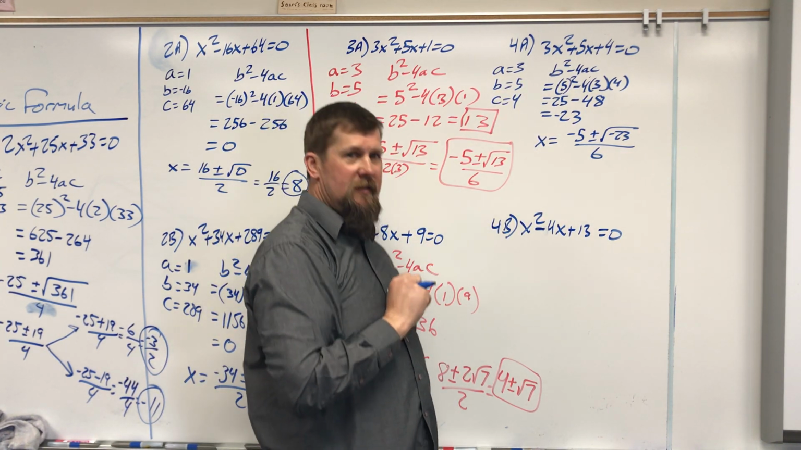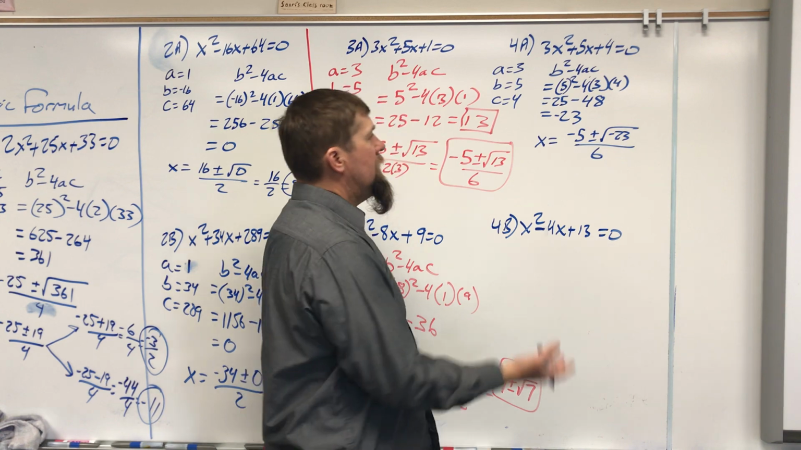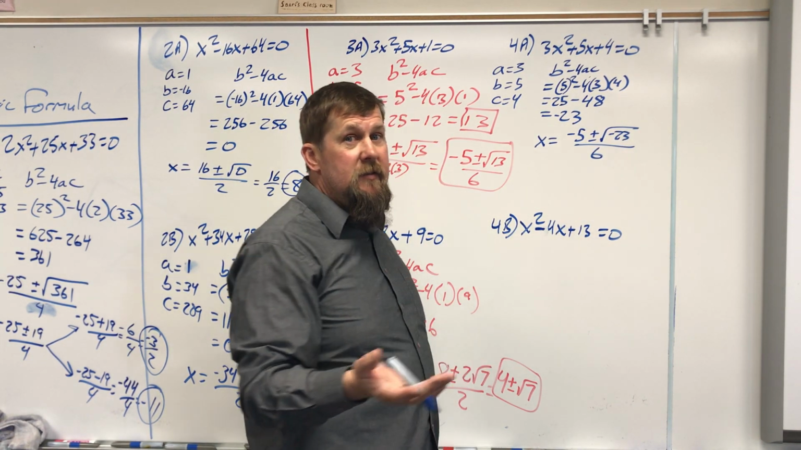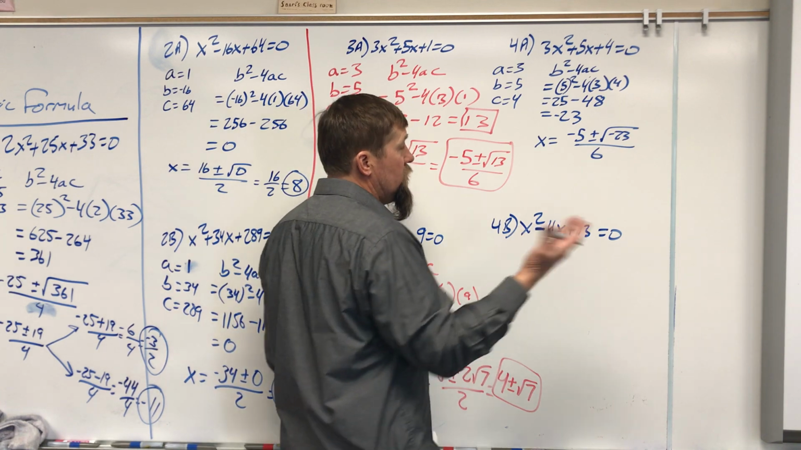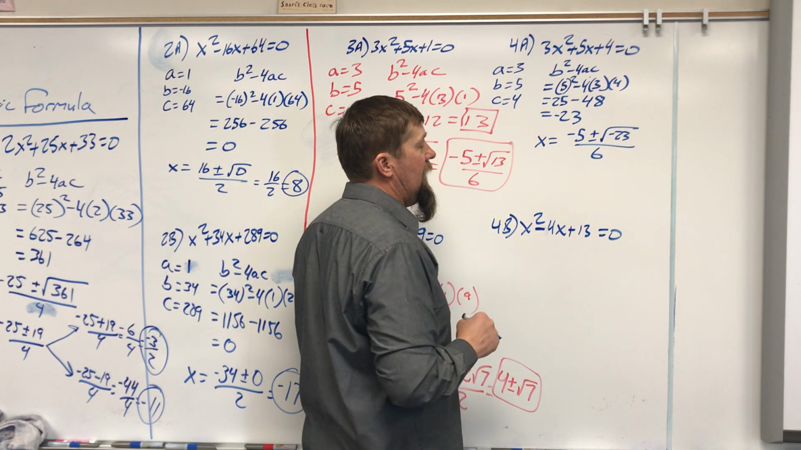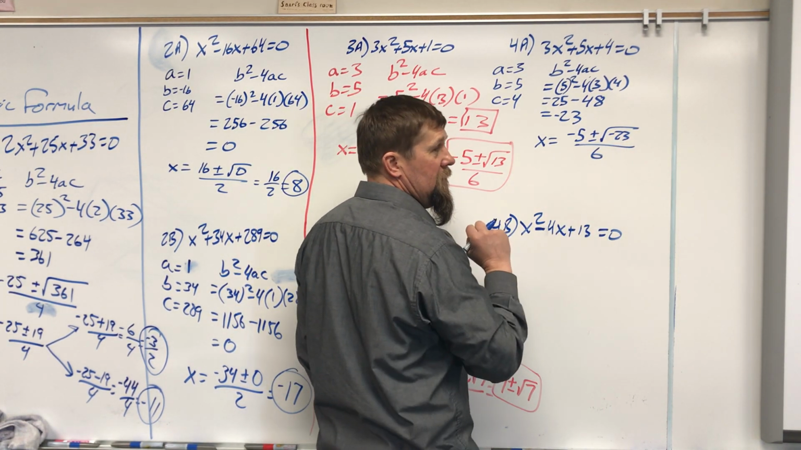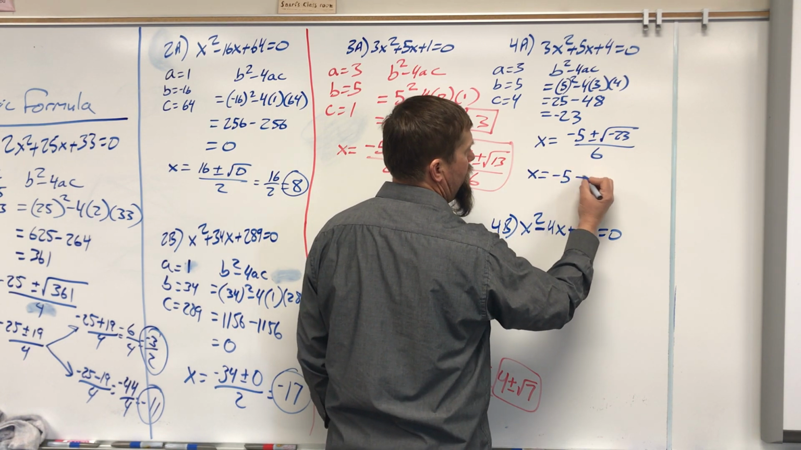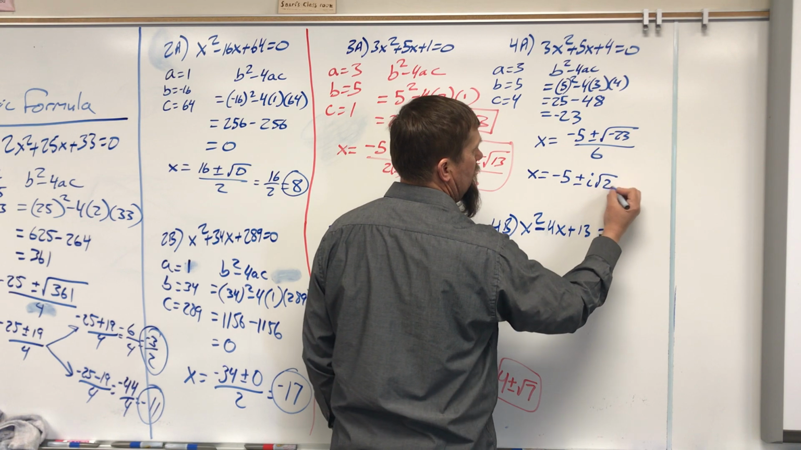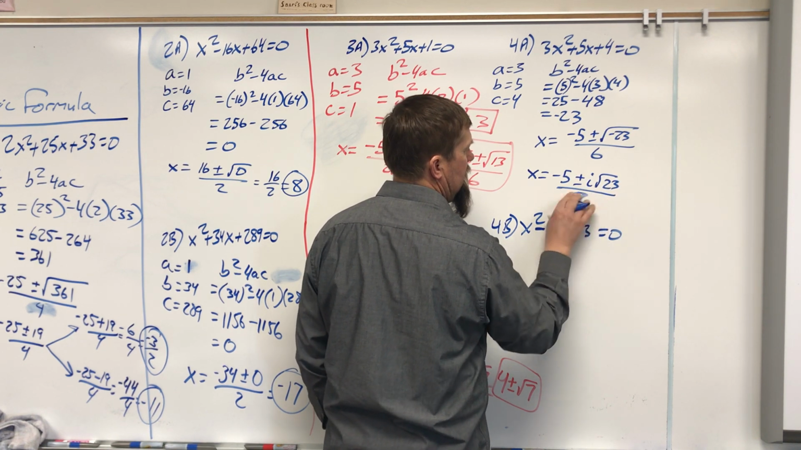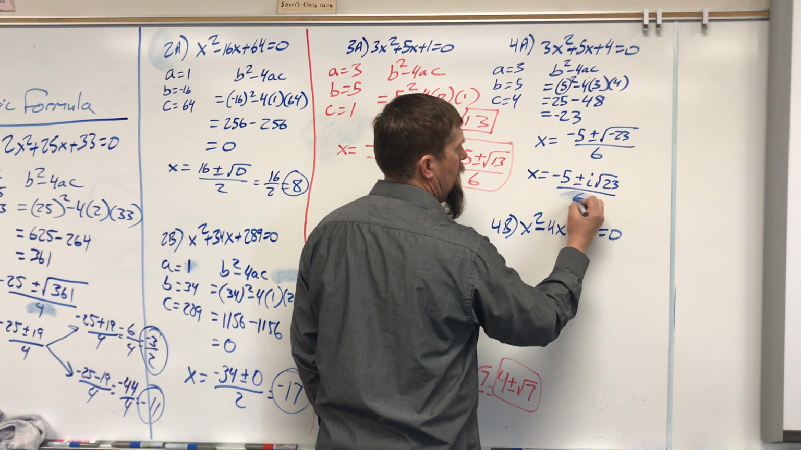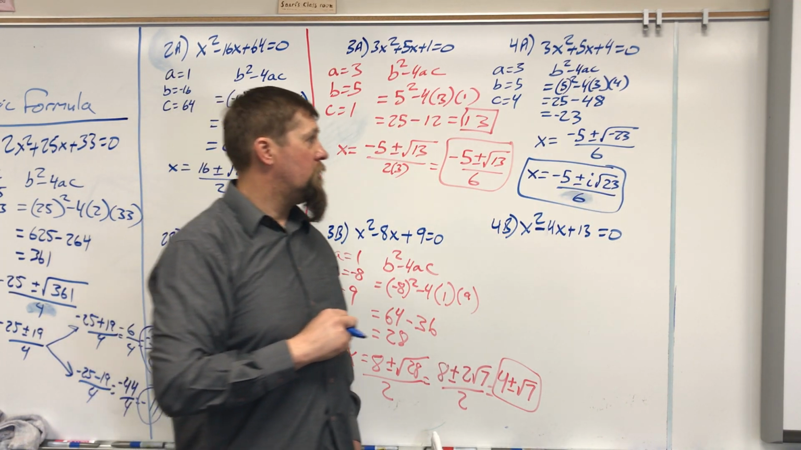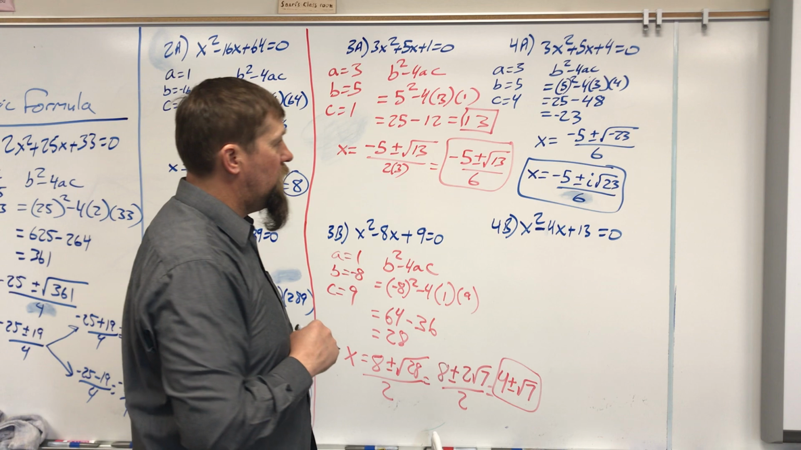Now, this is not simplified because you have a negative underneath the radical. Now, 23 does not have a perfect square factor, so you cannot take out any factors other than the negative 1, and you get negative 5 plus or minus i square root of 23 all over 6. And that is simplified radical form. Make sure you put your answers in simplified radical form.